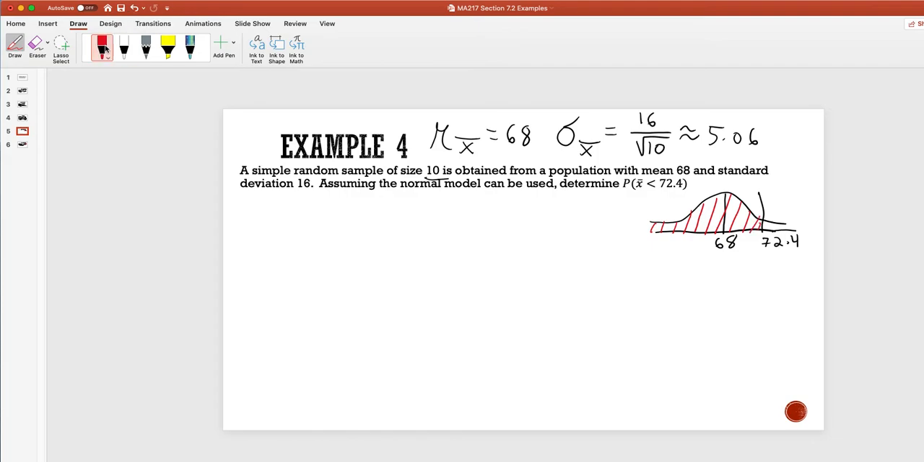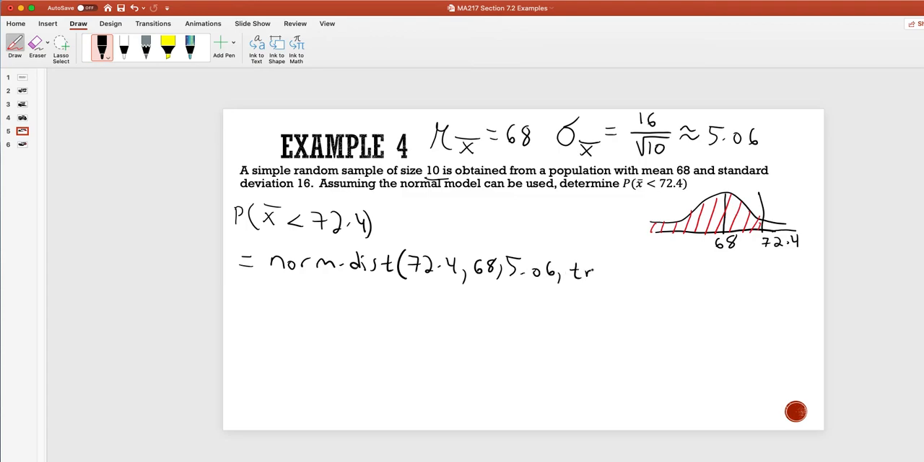Okay. So writing this out, this would be the probability of X bar being less than 72.4. Inside of Excel, that's norm.dist of 72.4, 68, 5.06, and true.